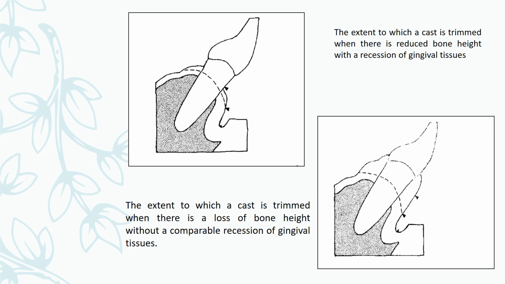All right. So the extent to which the cast is trimmed is where it is reduced to the bone height, with the recession of the gingival tooth. So if there's a recession, okay, this would be the bone height. If the recession is somewhere here, this is the bone height. Again, the extent to which the cast is trimmed when there is a loss of bone height without recession. Okay, so there might not be recession here. You can see that the gums are not recessed down here, only the bone is recessed down. That means there should be a pocket depth. Okay, so it's just giving you a guide as to where you need to trim the teeth in the cast or make it edentulous.